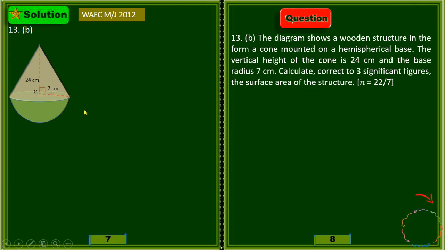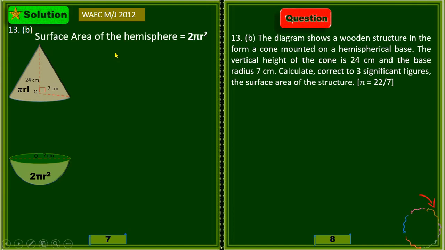Now let's see how we are going to solve this question together. Now let's try to separate them. If we separate them, that's what we have: cone and a hemisphere. The surface area of a cone is pi RL. The surface area of a hemisphere is 2 pi r squared, since the top is empty. It's not a solid hemisphere. So now therefore surface area of the hemisphere is 2 pi r squared, while the surface area of the cone is pi r l, as already shown on the diagram.